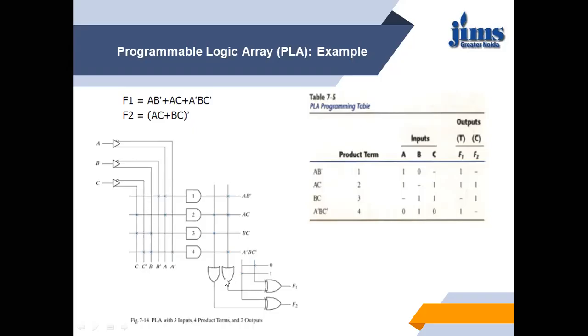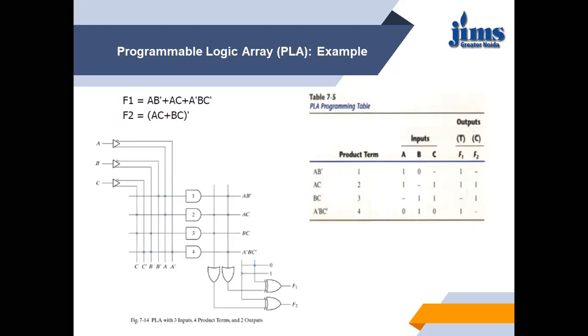And again, we have to include these in the OR term. In F1, we have AB bar, AC and A bar B C bar. So there are 3 crosses. In the second, we have AC and BC, so we have crossed here. Here it is in true form. That means one input of the XOR gate will be 0. Whenever it is 0, the output will be F1. For the second XOR gate, we have put 1. That means the output will be F2 bar. So this is the way a PLA is designed.